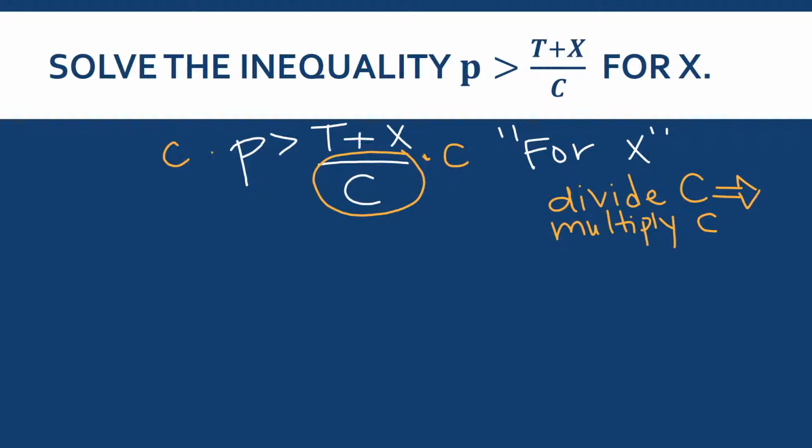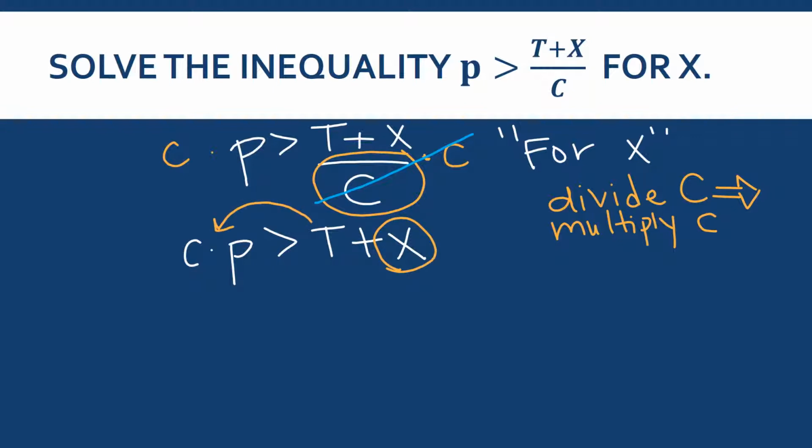Now when we do that, what you'll see is this C in the division and this multiplication in C will cancel. And you are left with C times P is greater than T plus X. Okay, now once we've done this, our life is a little bit easier because we know we're trying to get X by itself, which is right here. And so we need to move this T over, this positive T.